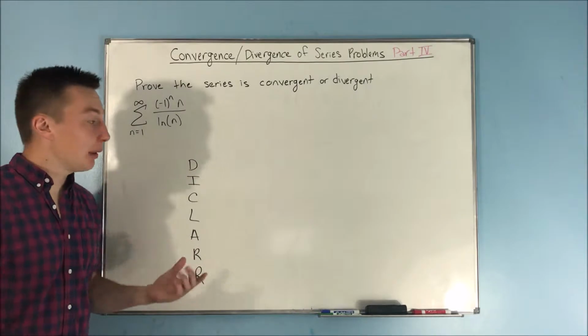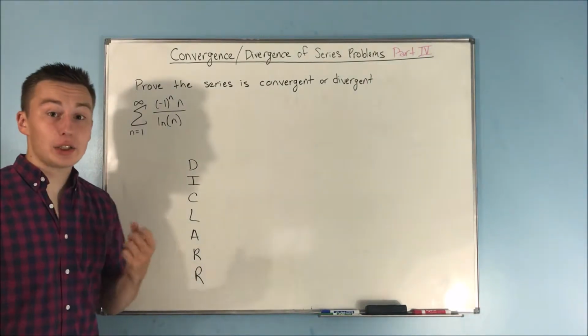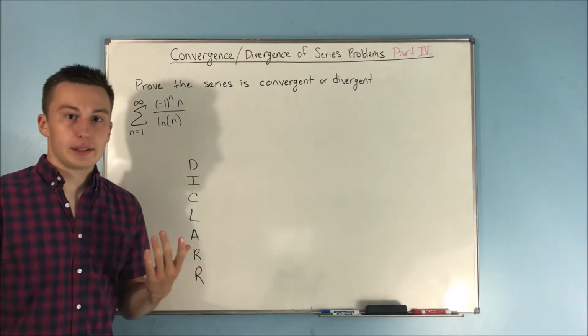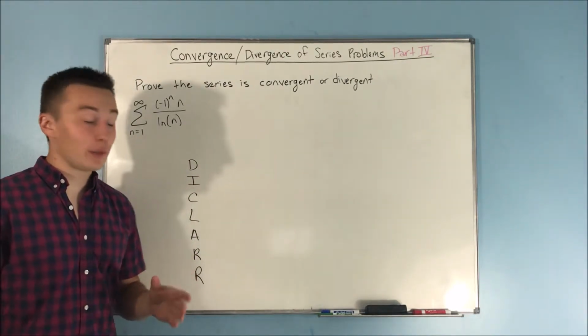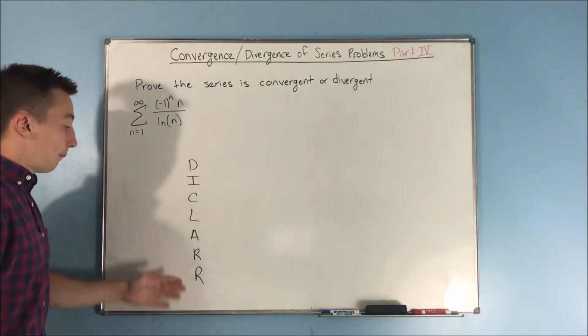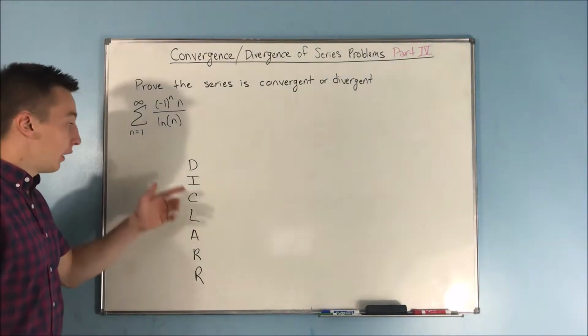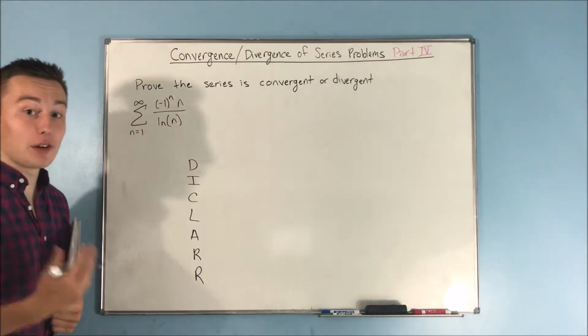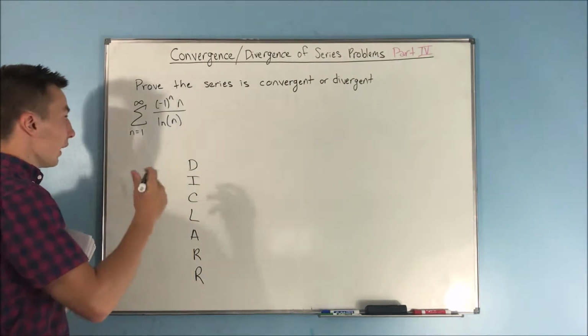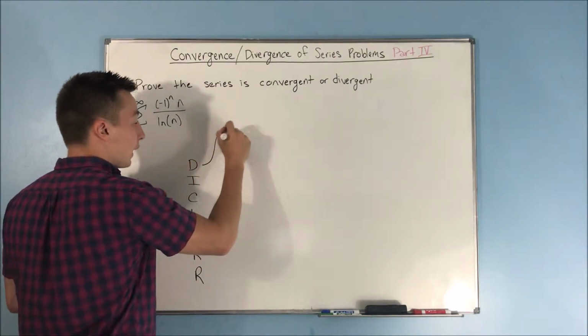Now, a lot of people are going to look at this and just immediately try the alternating series test. But as you're about to see, there's going to be an easier way to do this. If we just do our step-by-step checklist, we start off with the test for divergence.